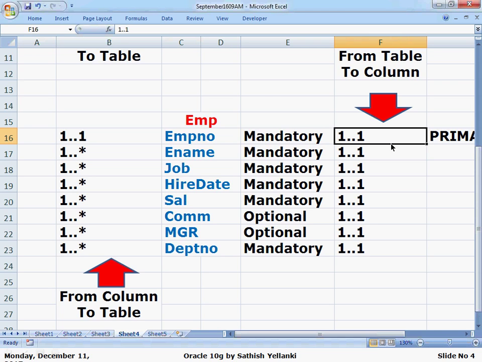Should one employee work for only one department, or may he work for multiple departments? Only one department. If you think multiple, please change your constructive analysis.